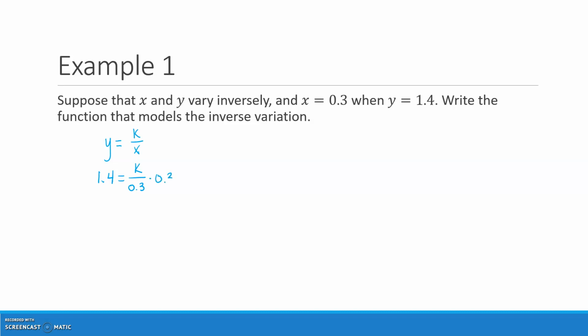Multiply both sides by 0.3. Over here they cancel out, and we'll get k equals 0.42. So that's just our k value. We want to find the function that models it. So we have to write the function as y equals what our k value is over x. And that would be our final answer.